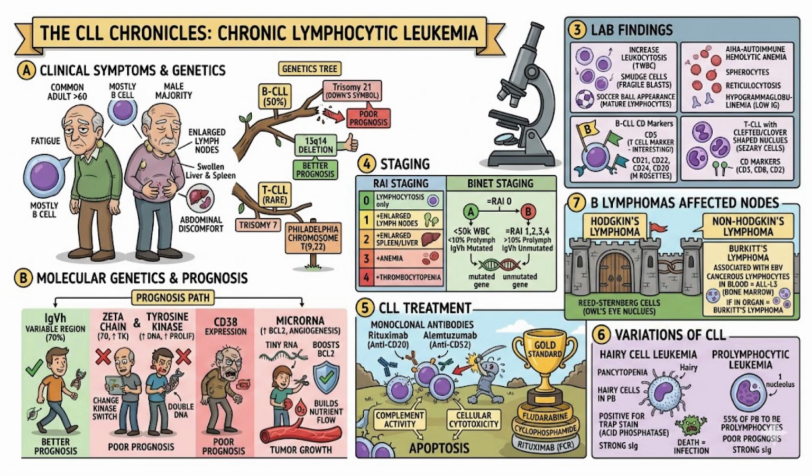The standard combination chemotherapy known as FCR, consisting of fludarabine, cyclophosphamide, and rituximab, is highlighted as the gold standard. The final panel distinguishes CLL from key variations including hairy cell leukemia, which is positive for the tartrate-resistant acid phosphatase stain, and Hodgkin's lymphoma, which is famously marked by its signature Reed-Sternberg cells with an owl's eye nucleus appearance.